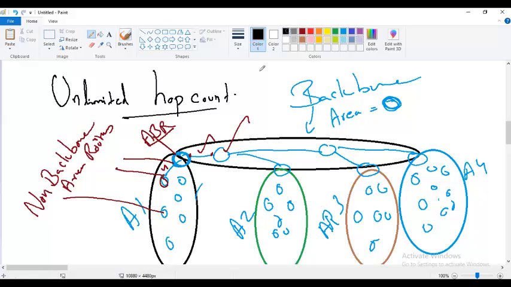This is internal to non-backbone area. You can say non-backbone area router. This hierarchy design makes OSPF highly scalable, supporting large environments.